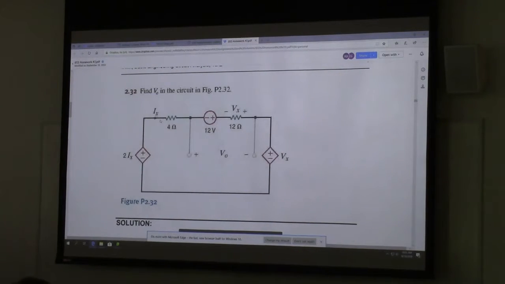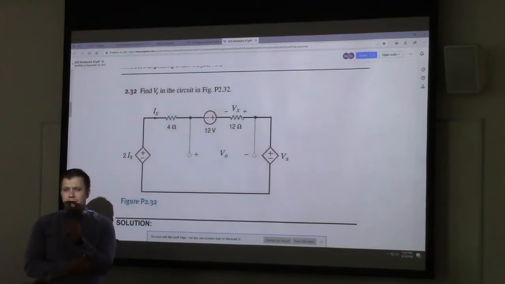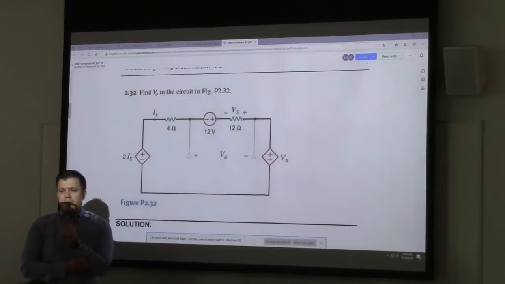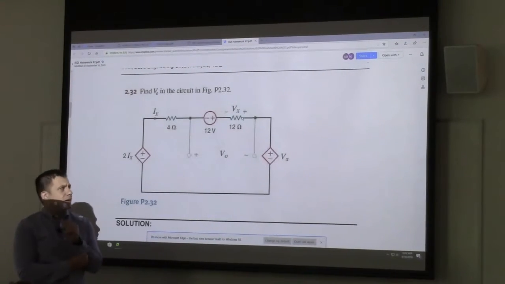The negative polarities will be this one, because the passive sign convention says it'll be Ix times 4 and Vx. These Vx's, one is an observed value, one is a dependent source. Their polarities oppose one another, and you just take that at face value. Does that make sense? Sort of. It can be a little bit tricky in the beginning to get a handle on.